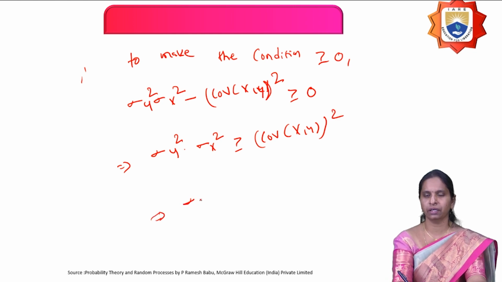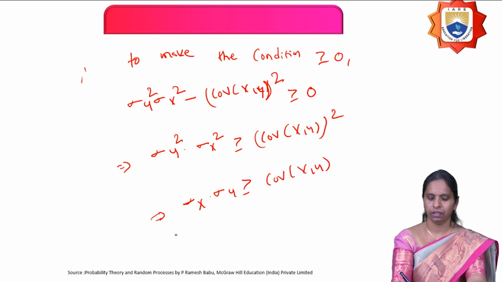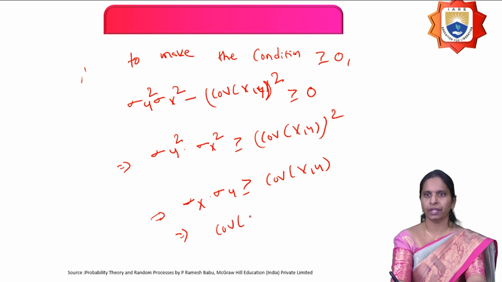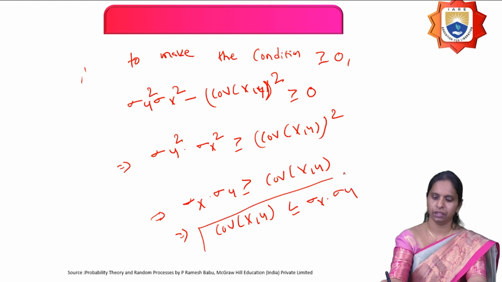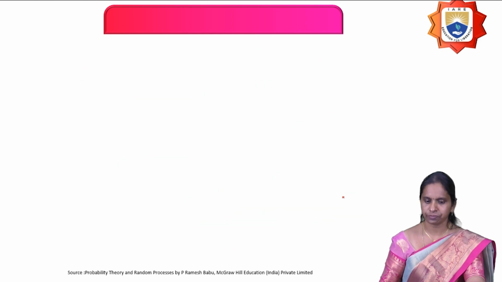Then what can you obtain here? Sigma x into sigma y greater than or equal to covariance of x comma y. Or we can write covariance of x comma y is less than or equal to sigma x into sigma y. Therefore, you can write down that the covariance between two random variables is always less than or equal to the product of their standard deviations.